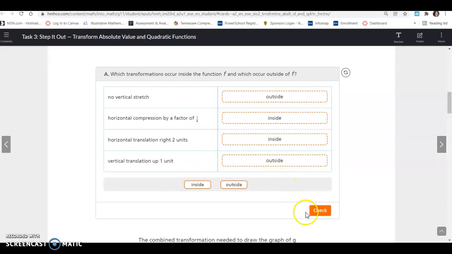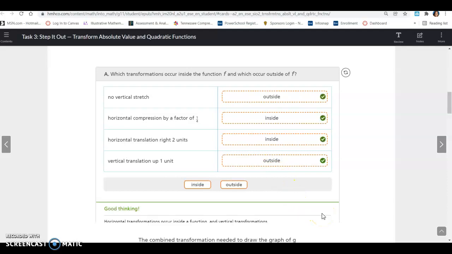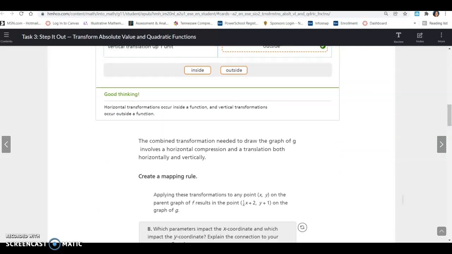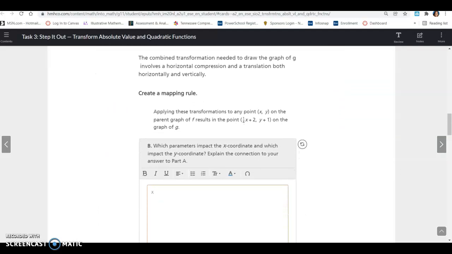And when they're saying inside or outside of f, I think about that as inside or outside of the parentheses, because that's what puts that as part of the x value instead of the y value. All right. The combined transformation needed to draw the graph of G involves a horizontal compression and a translation both horizontally and vertically. Create a mapping rule. All right, applying these transformations to any point x and y on the parent graph of f results in the point 1/4 x plus 2 and y plus 1 on the graph of G.